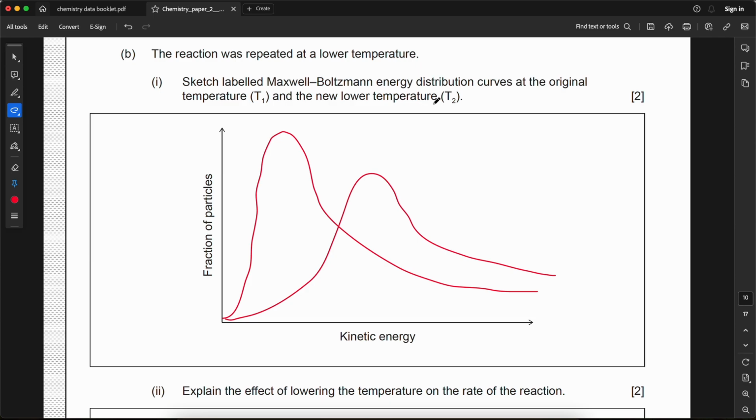Okay, so the new lower temperature will be T2, and this will be T1. Higher temperature is always slightly to the right, as more particles have more kinetic energy. So this one is the higher temperature, and this one is the lower temperature. This one has the higher temperature.